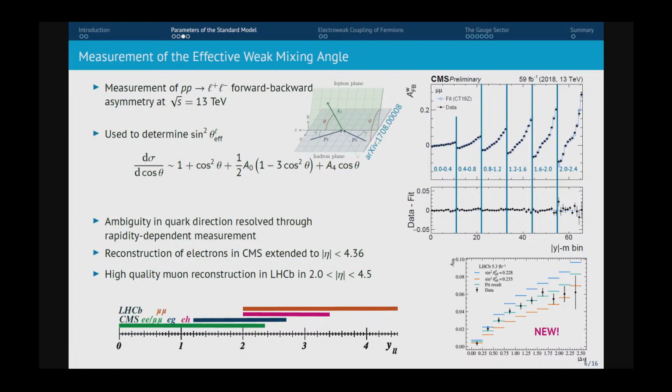Now, at the LHC, we have a symmetric initial state. So the only source of asymmetry at the LHC is the scattering of a valence quark with a sea quark.